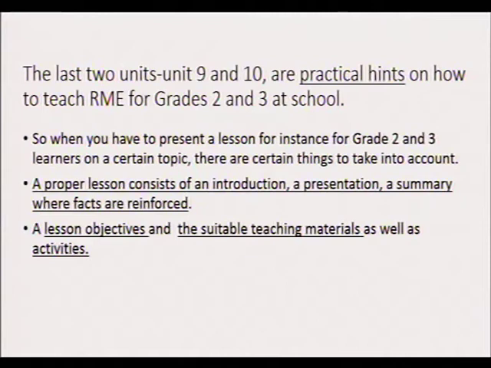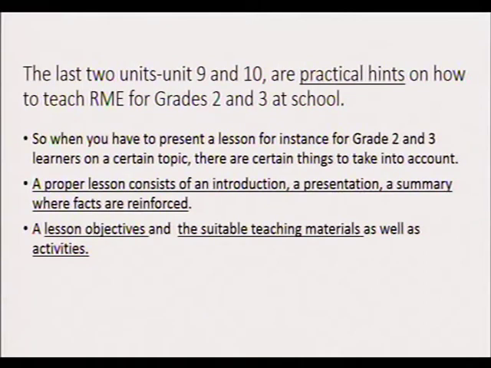The last two units, which are Units 9 and 10, give practical hints on how to teach religious and moral education for grade 2 and grade 3 at schools respectively. So when you have to present a lesson, for instance, for grade 2 and grade 3 learners on a specific topic, there are certain things to take into account. I know most of you are struggling with the lesson plans. I got that experience. I saw what you did in your assignments and in the previous exam.